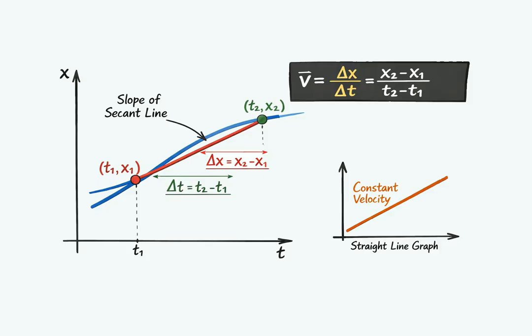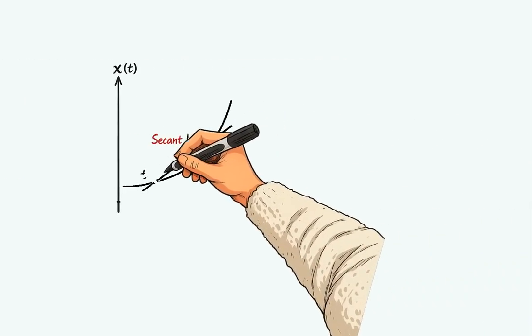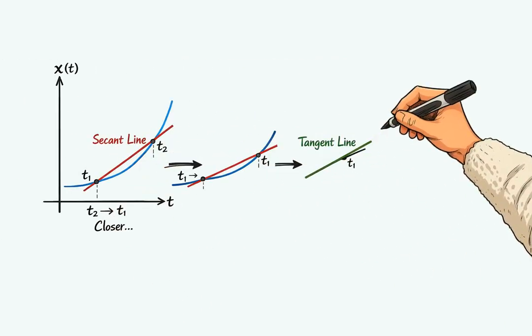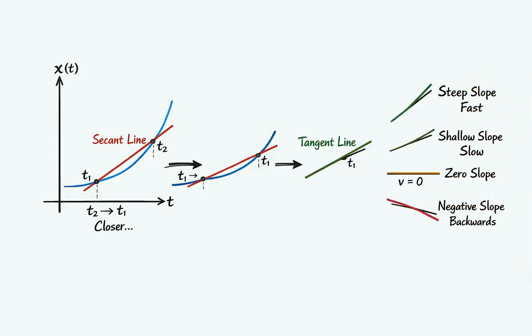If the position graph itself is a straight line, every second has the same slope, and the velocity is constant. Most interesting motion gives a curved x of t graph. Then different secants give different slopes depending on the interval, reflecting changing average velocity. Now slide t sub 2 closer and closer to t sub 1. The secant line rotates until, in the limit where the 2 points merge, it becomes the tangent line at that time. The slope of that tangent is the instantaneous velocity.